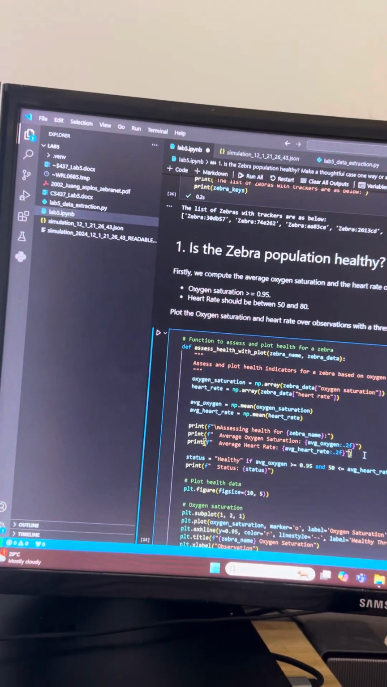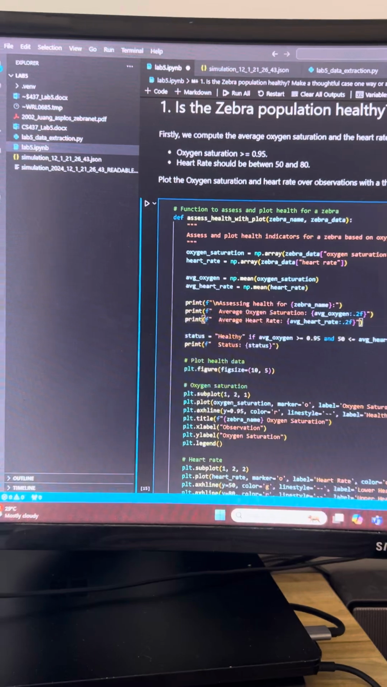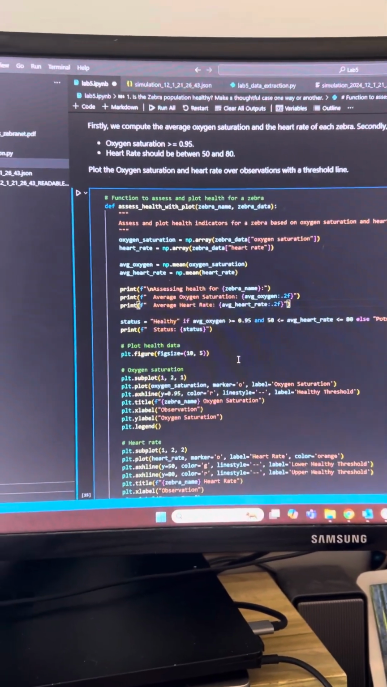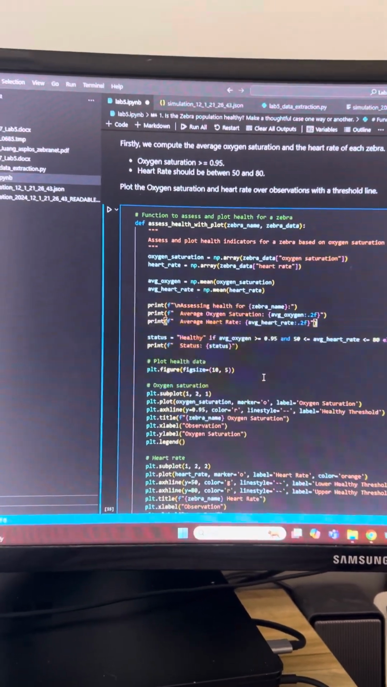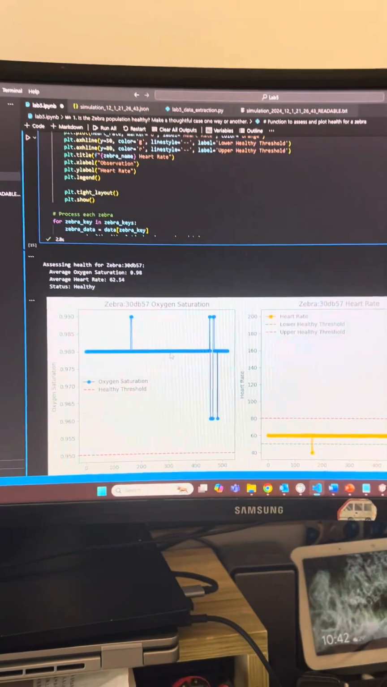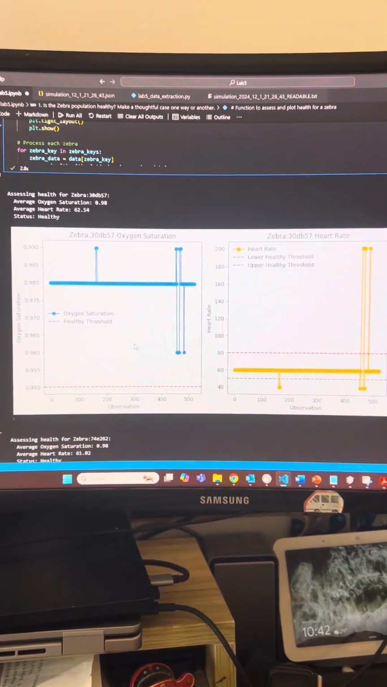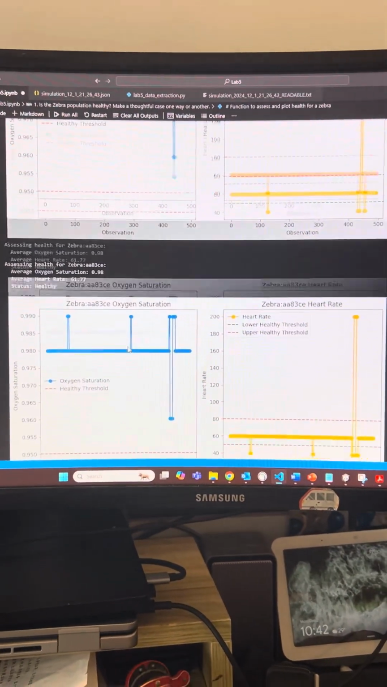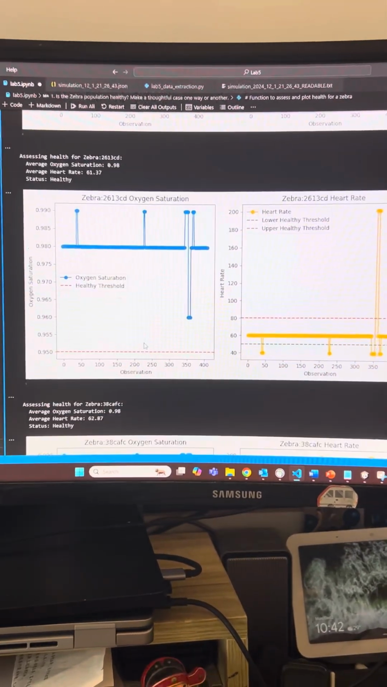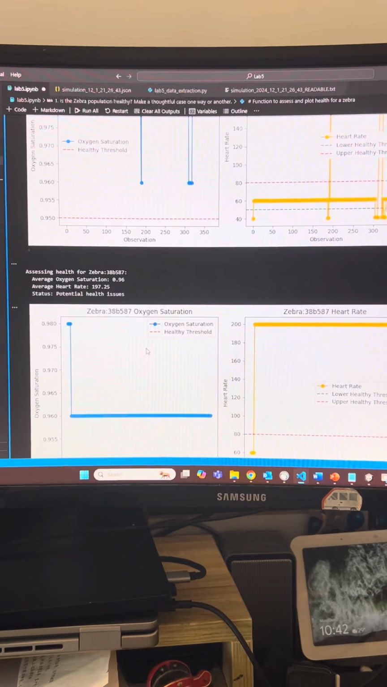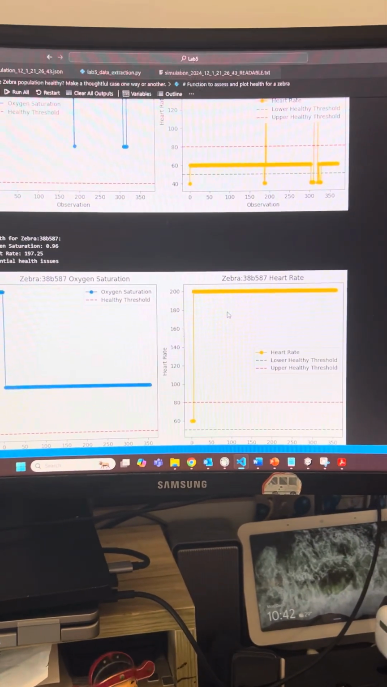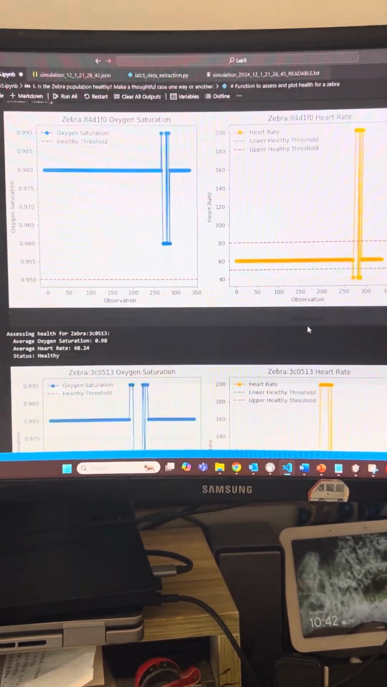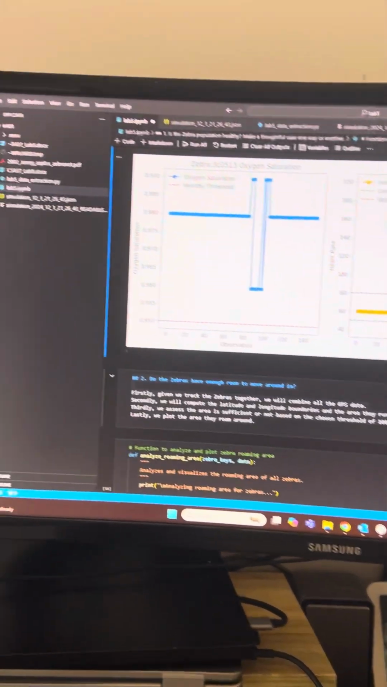Here we check individually each of the zebras. The definition we put is the blood oxygen saturation should be above 0.95, and heart rate from 50 to 80. These are the plots of the heart rate and oxygen saturation based on the threshold. You see most of these zebras are healthy, except this one, which is unhealthy. The heart rate is extremely high, about 200. Certainly something strange is happening. Other than that, it's healthy.